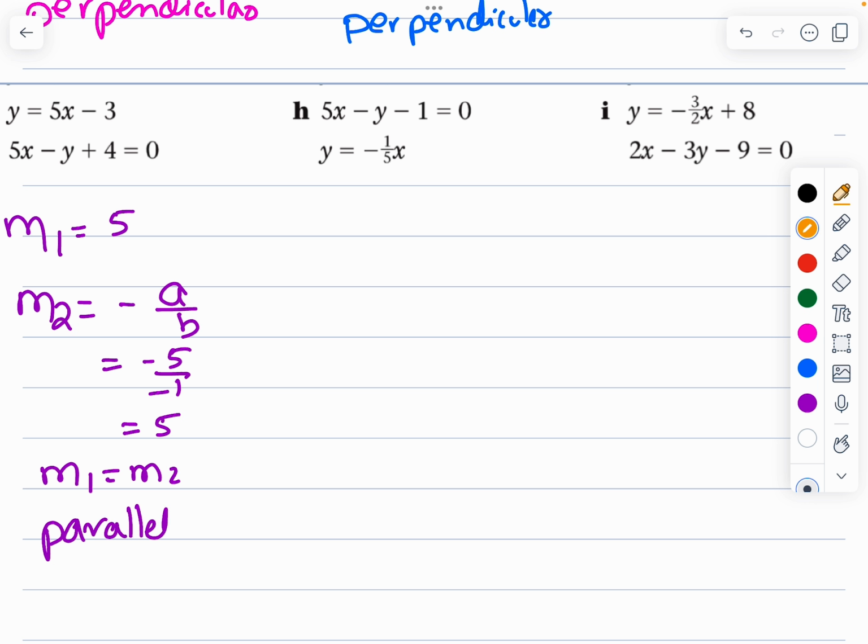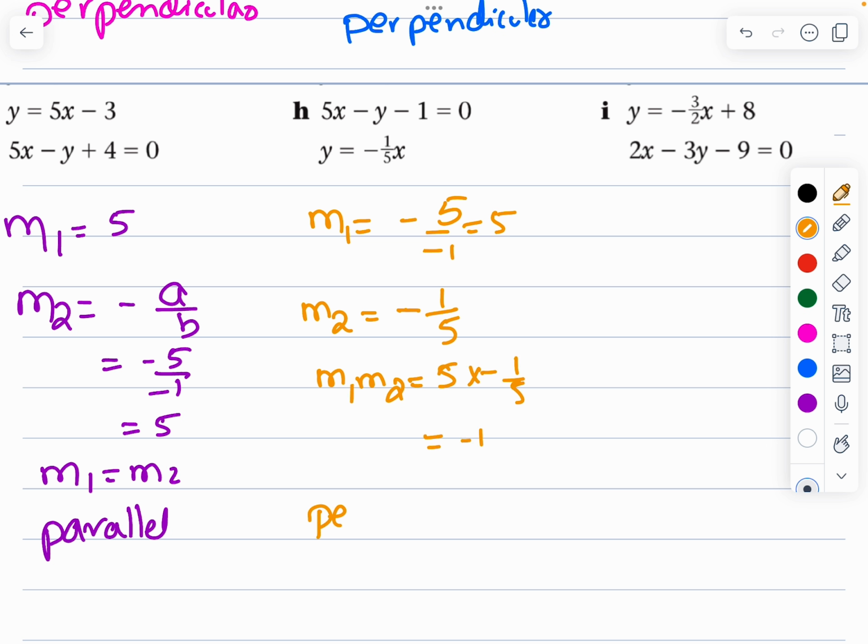Now for H, m1 equals minus a upon b, which is 5. m2 equals -1 upon 5. Then m1 times m2, 5 times -1 upon 5, which is -1. So therefore they are perpendicular.